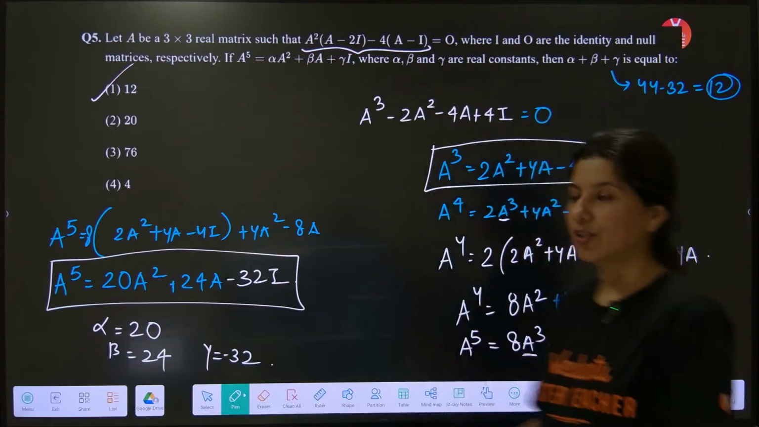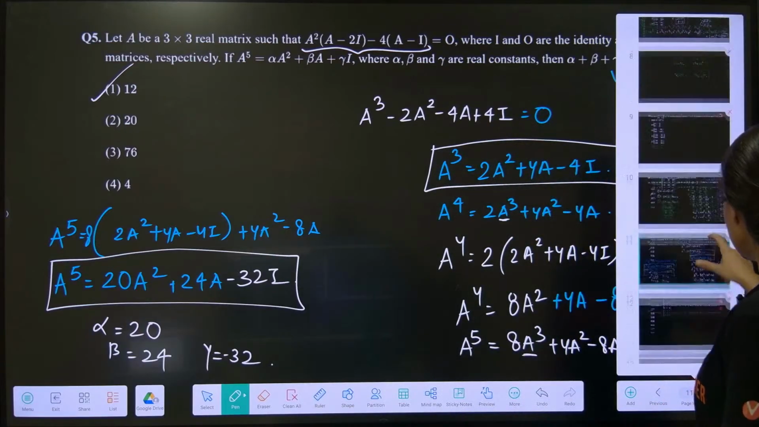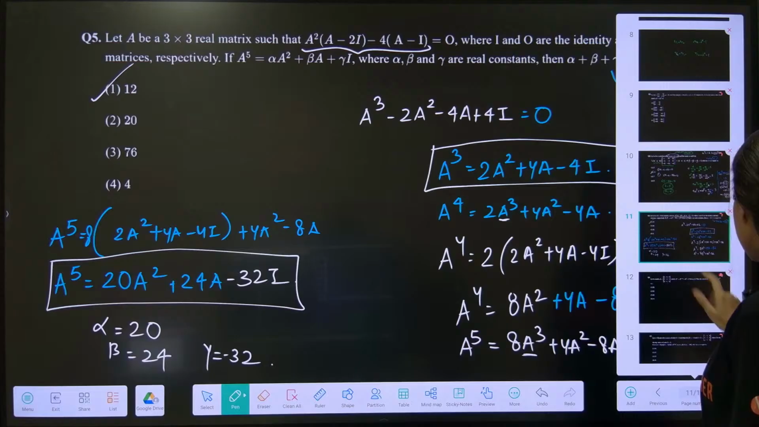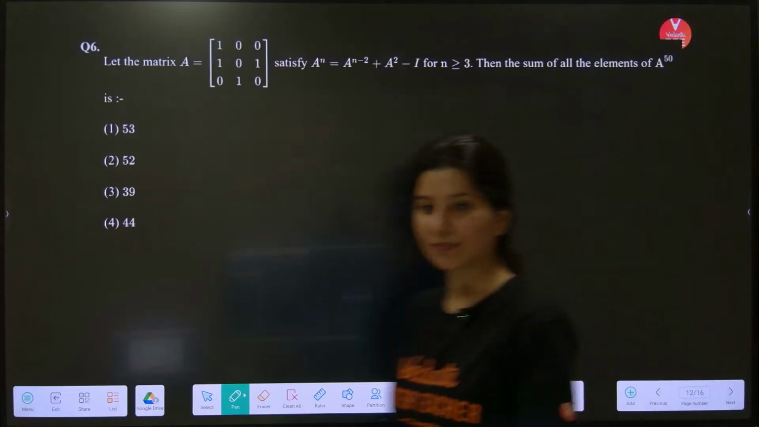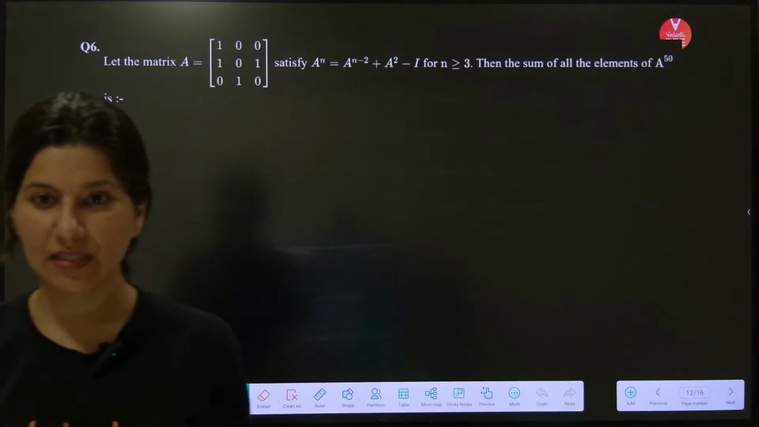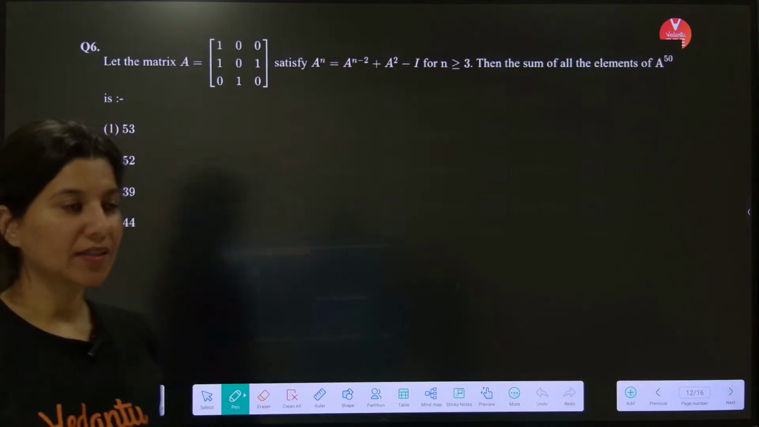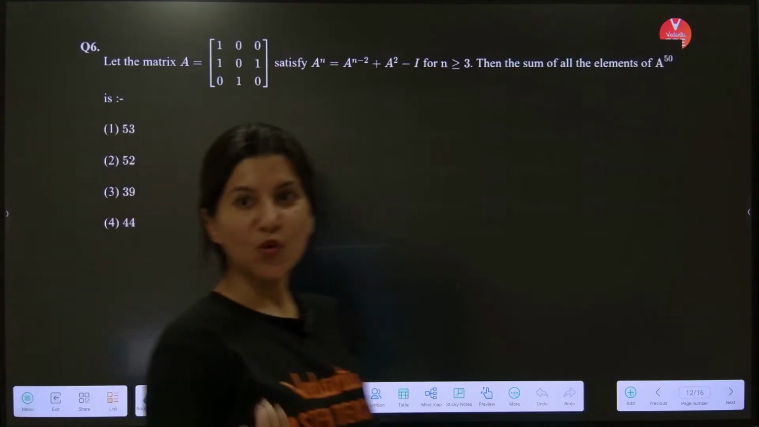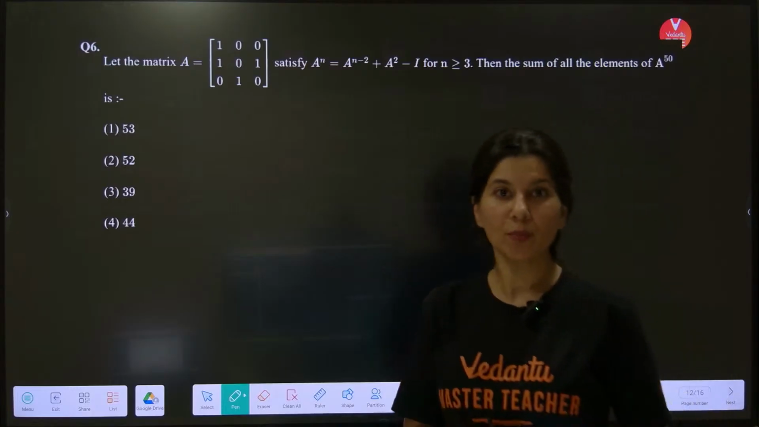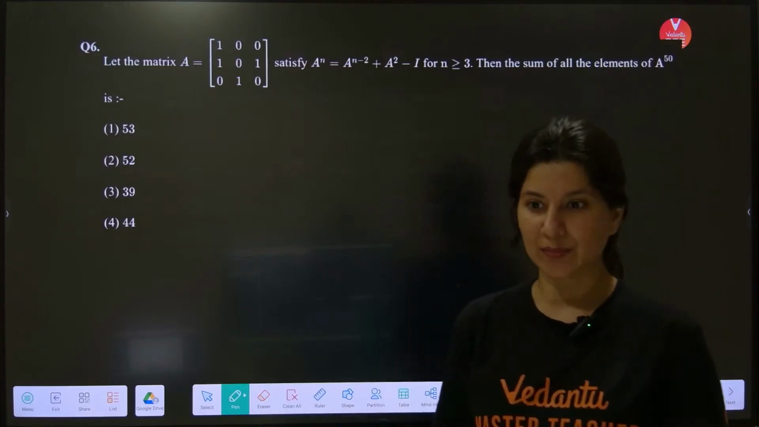Clear? Shall we move on to the next problem? Next problem. Okay. So 5 problems done, 5 more to go. Total 10 problems from matrices in April attempt.